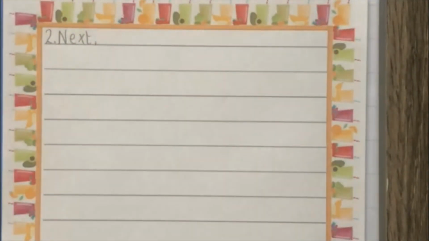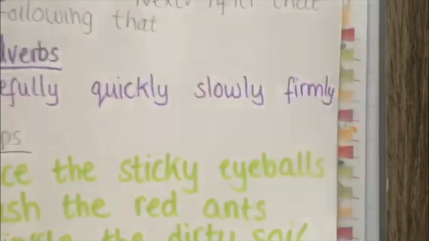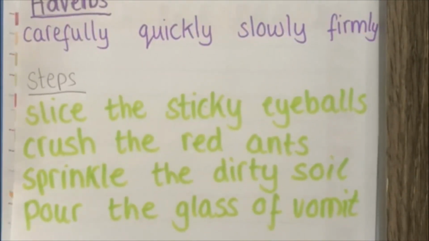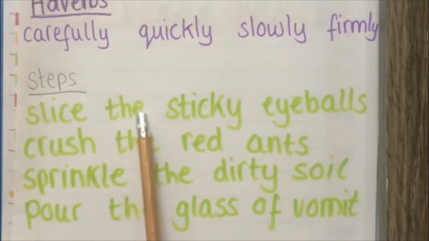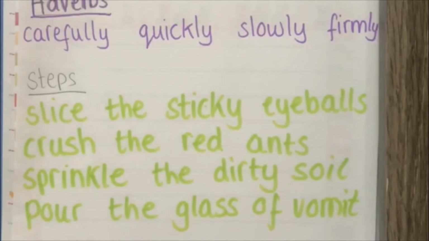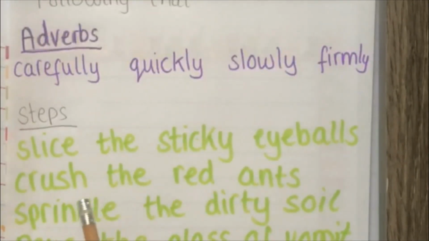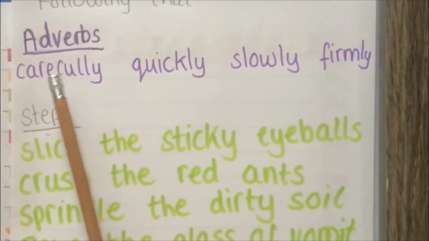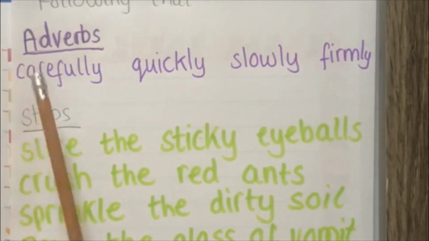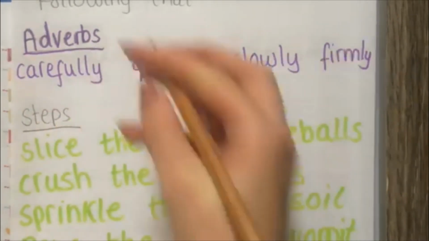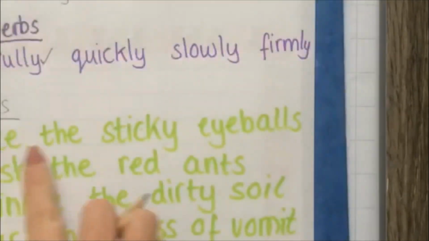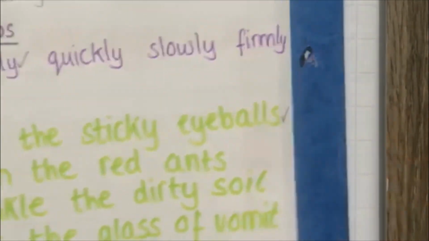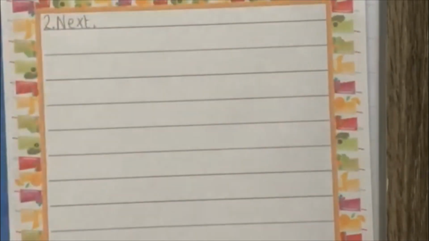Next, what can I do? We're going to look back to my ideas from earlier. I'm going to slice the sticky eyeballs. What adverb could I pick to describe how I'm going to slice my sticky eyeballs? I know I'm going to do it carefully because they're very sticky and I need to do it nice and slowly and carefully. So I'm going to pick carefully and I'm going to pick to slice the sticky eyeballs. So I'm going to put 2 ticks so I know not to use those again.